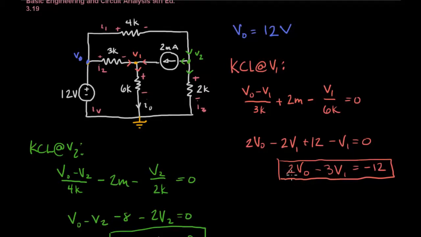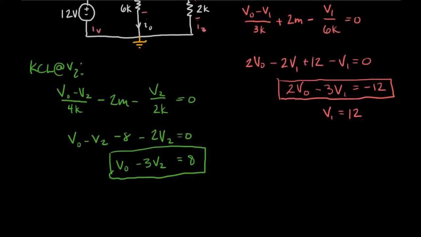Okay, so 2V0, which is 2 times 12, is 24. Subtract from both sides, we get negative 36 over 3, or V1 equals 12. Okay, and in this situation, we get V0 equals 12. So 8 minus 12 is going to give us minus 4, and so we'll get 4/3 for V2.